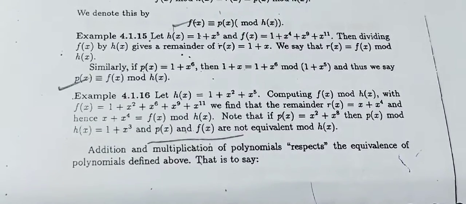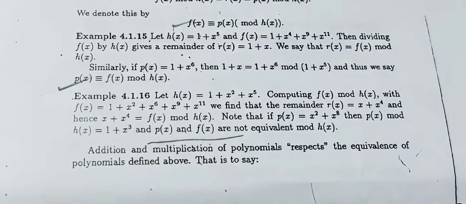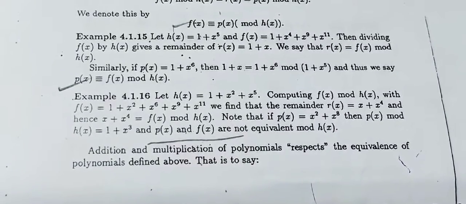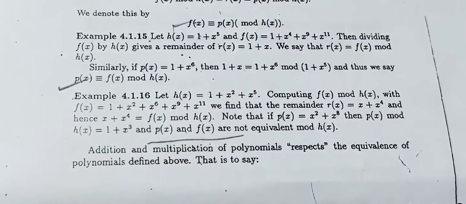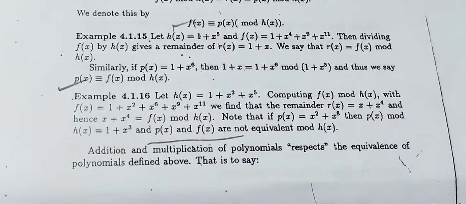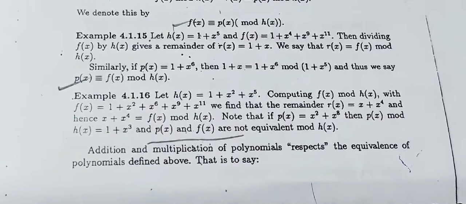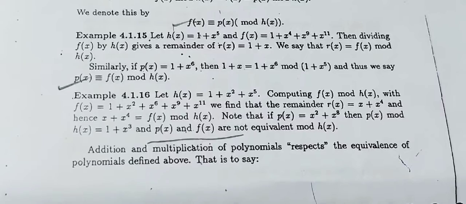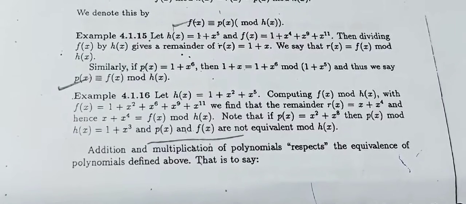Okay, so here f of x and p of x have the same remainder. Then we can say p of x is congruent to f of x modulo h of x. That means 1 plus x raised to 6 is congruent to what? Here f of x is 1 plus x raised to 4 plus x raised to 9 plus x raised to 11. Okay.